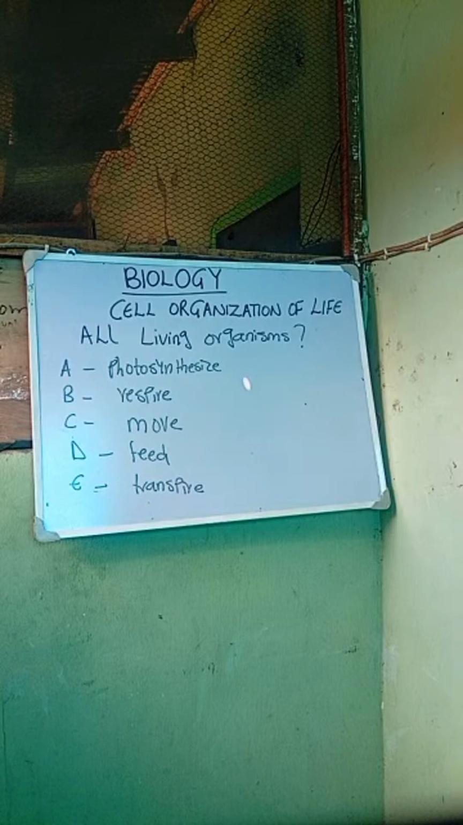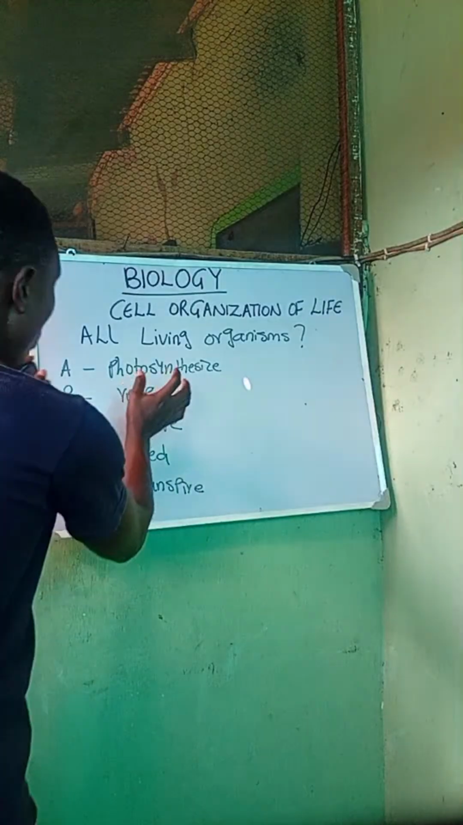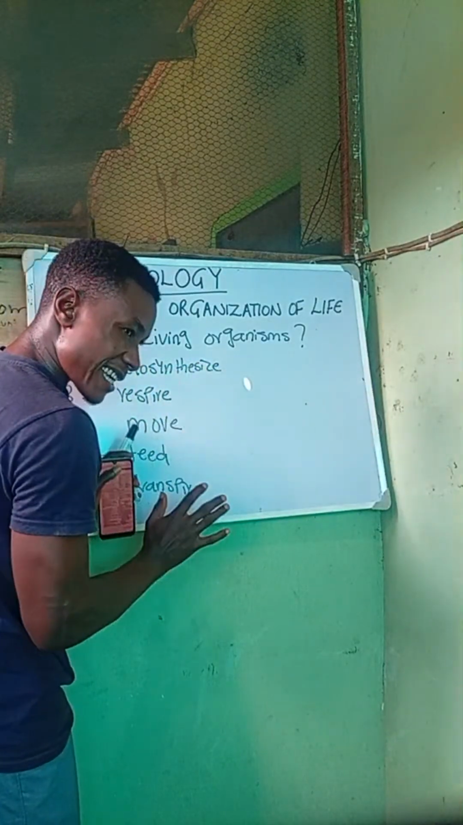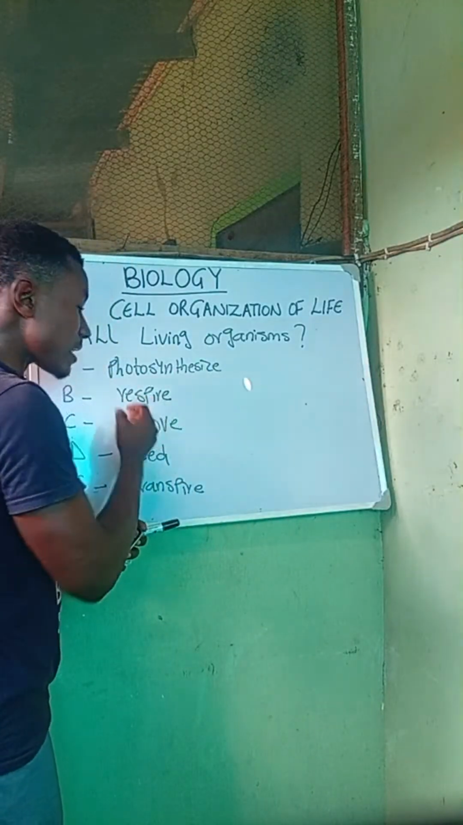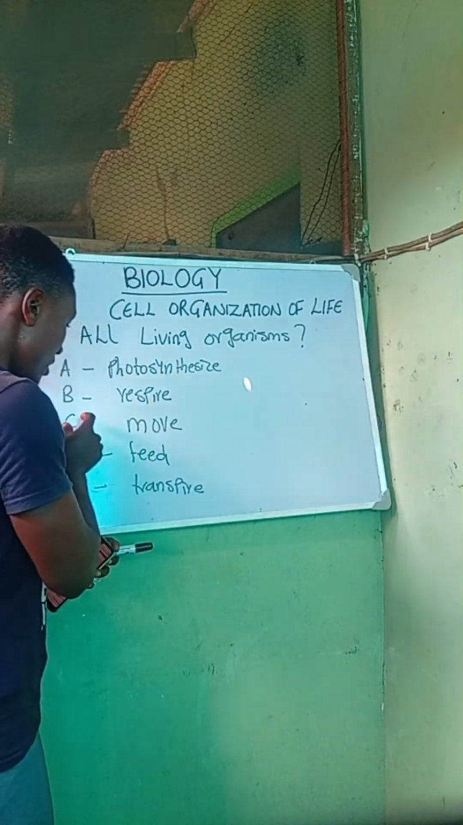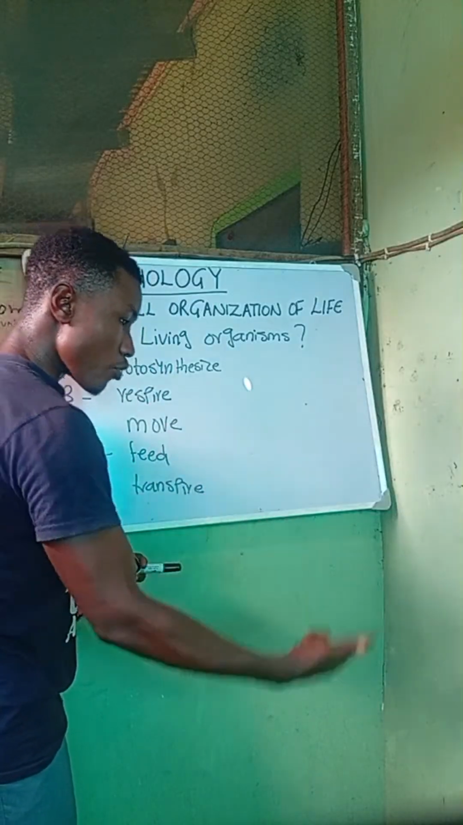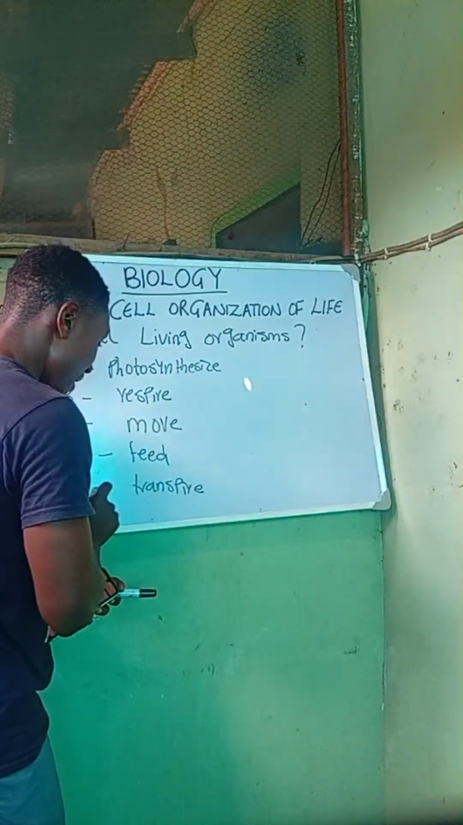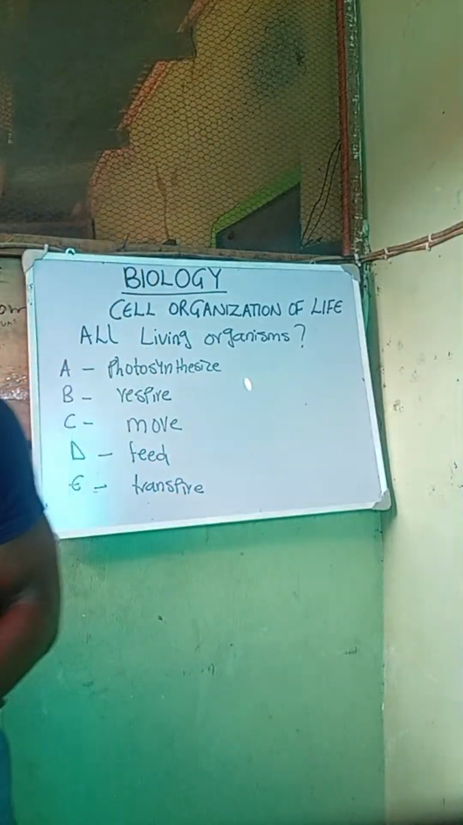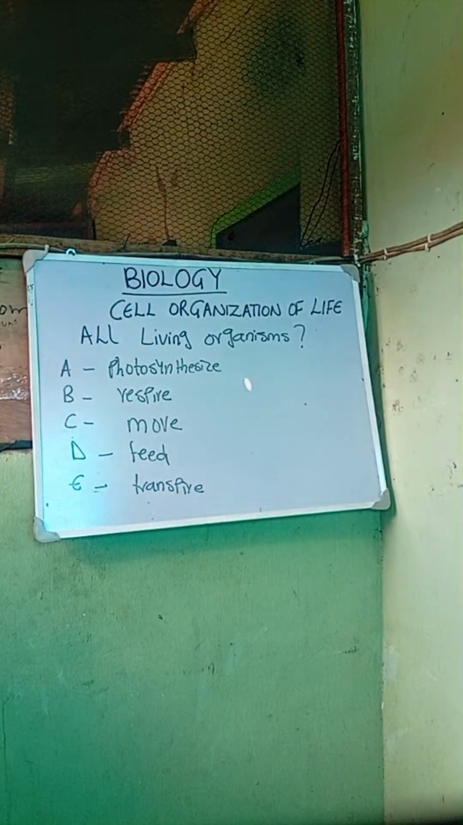This question: all living organisms. A. Do all living organisms photosynthesize? B. Do all living organisms respire? C. Do all living organisms move? D. Do all living organisms feed? And E. Do all living organisms transpire? The answer is just there on the board.